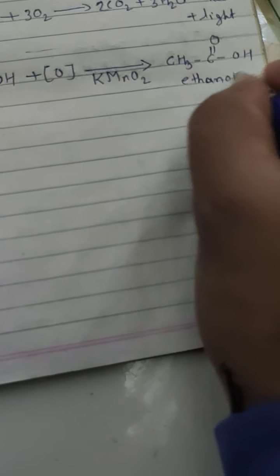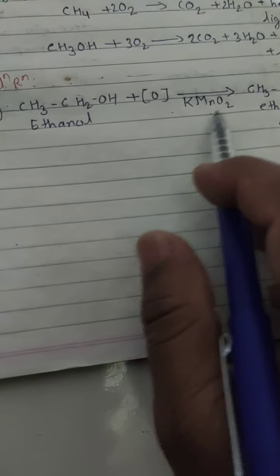This ethanol is reacting with oxygen in presence of catalyst potassium permanganate and forms the acid, that is CH3COOH. This compound is known as ethanoic acid. Understood? Second one, oxidation reaction. Carbon compound ethanol reacts with oxygen in presence of potassium permanganate to form an acid, ethanoic acid.